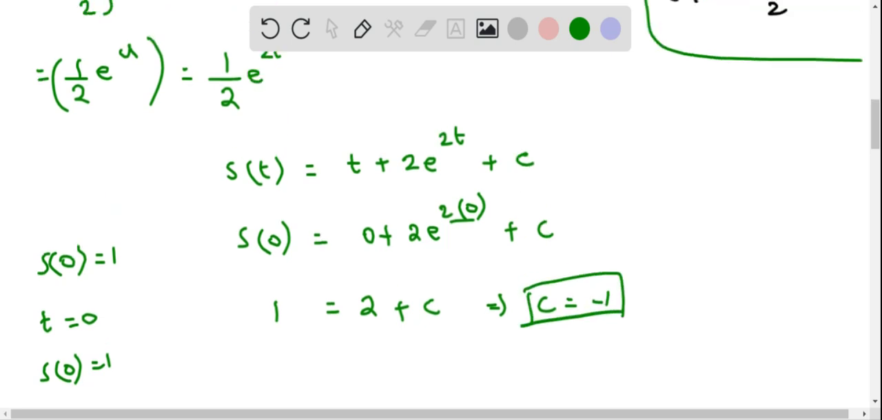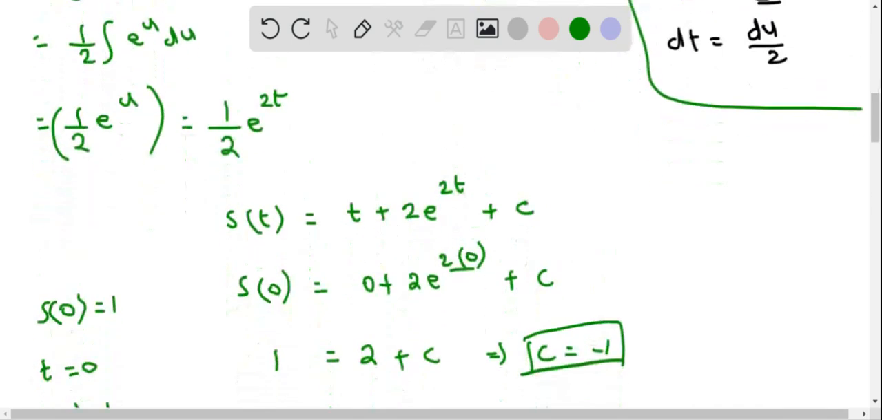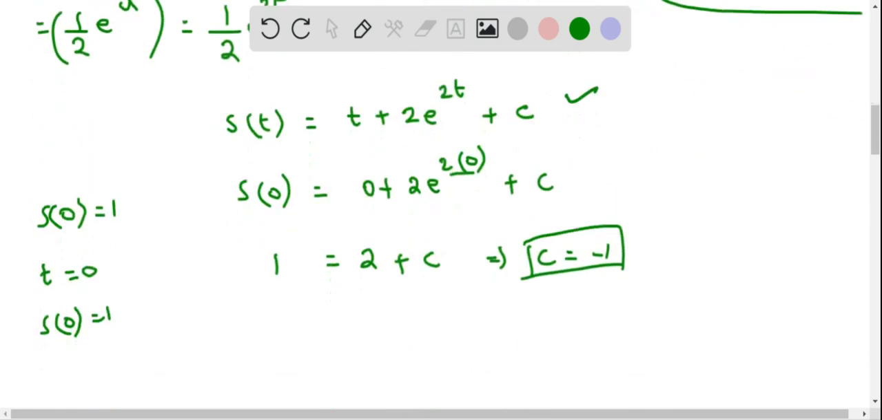So we now have to substitute the value of c into the s of t function so that we get the complete function without the constant of integration c. That is s of t equals t plus 2 e power 2t. We now replace the value of c, which is negative 1. So this is the displacement function s of t.